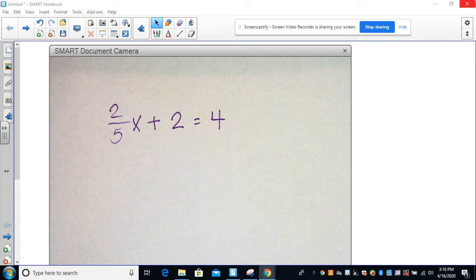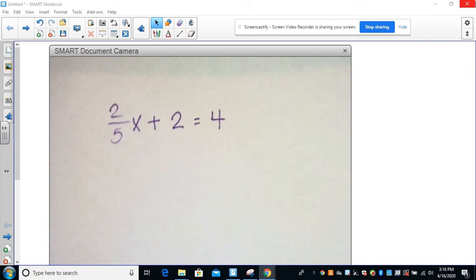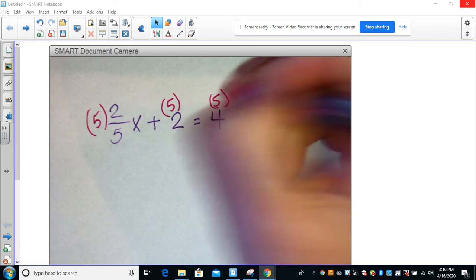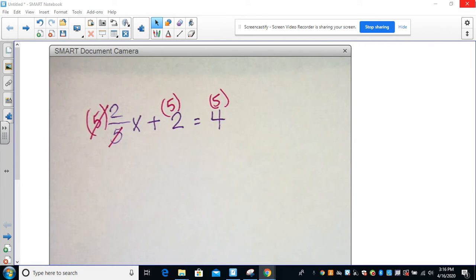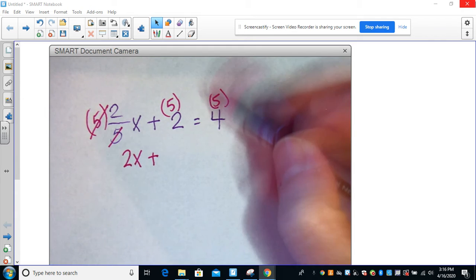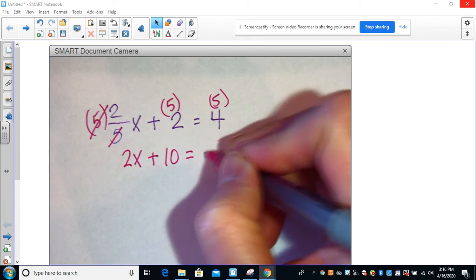So the first thing I want to teach you is how to get rid of that fraction so the anxiety level goes down automatically. If you have the denominator of 5, in order to get rid of that 5, you would have to multiply everything by 5. And that gets rid of this 5. That's why we chose 5. You have to use the denominator, and you have to do it to every term. And then you're left here with 2x plus 5 times 2 is 10 equals 5 times 4 is 20.